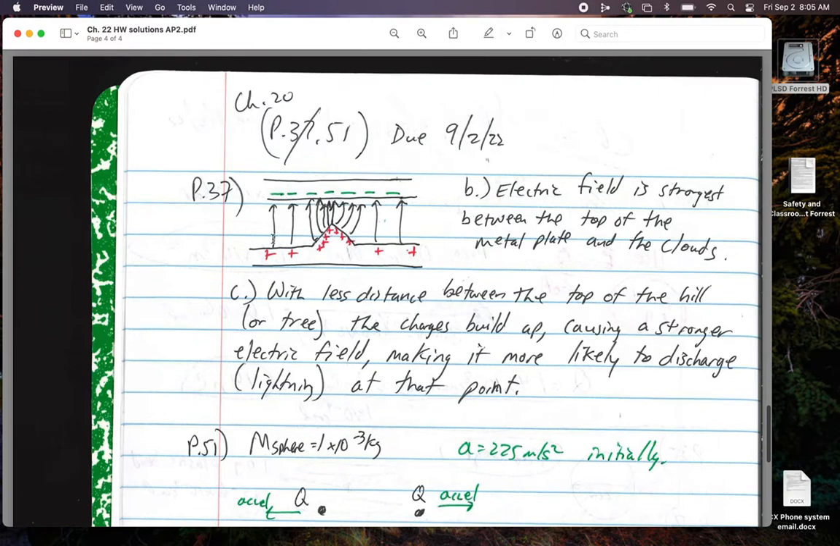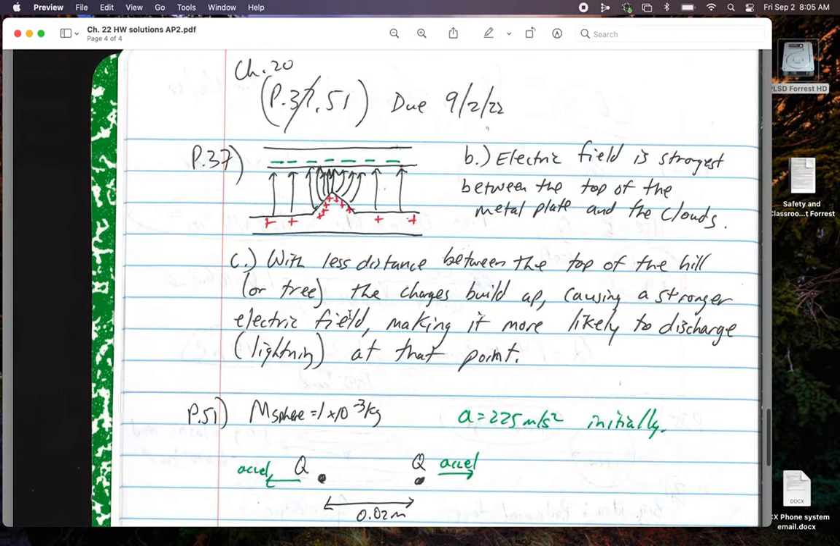37 and 51. I think I have a good diagram for 37. So basically it's asking you to fill in what the charges would look like down here on this lump. So the charges would pile up toward the top. The electric field is going to be strongest where the charges are piled the most. I'm betting that this would cause the charges up here in the cloud, the negatives, to pile up there as well at that point. So essentially with less distance in between, polarization allows these excess positives to be pulled up, and therefore there's a stronger electric field in here since there's more charges. And the lightning is likely to strike at that point, so stay away from a tall tree or a tall hill when there's a lightning storm.